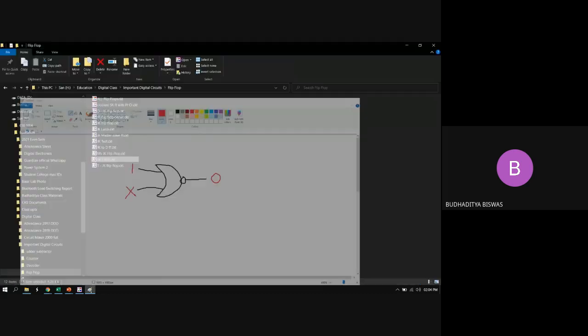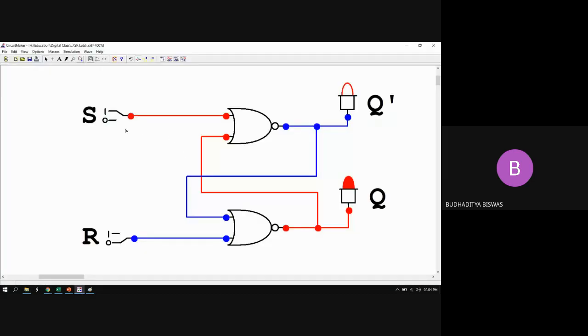Now let's come here. Here you see, in this moment, I give S equal to 1, R equal to 0. So that means if S equal to 1, we can definitely say that this output Q bar equal to 0. We don't need to look at this input. Whatever be this input, if S equal to 1, then this Q bar should be 0. Got it? Okay, now come to the lower NOR gate.